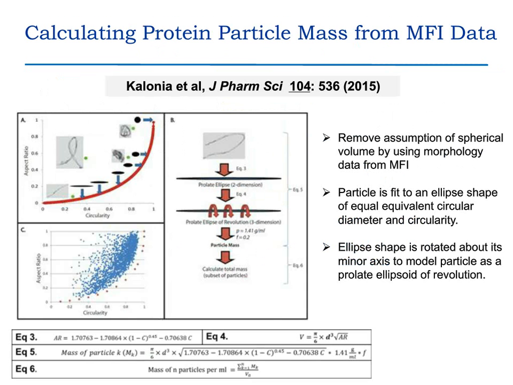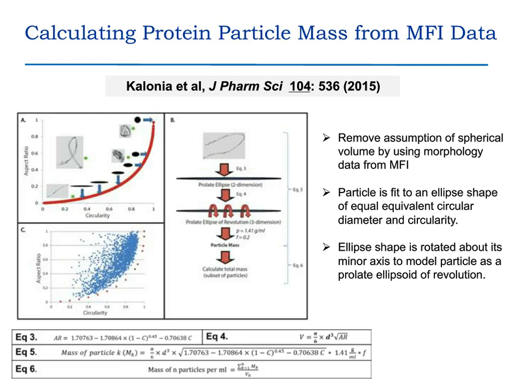I also wanted to highlight that we've recently published a paper taking this one step further, in J. PharmSci, published in 2015, where we can calculate the mass of protein in the particles based on the MFI data. The current technology to calculate mass assumes that particles are spheres, and so in this work, we remove that assumption, and we use the morphology data from MFI to determine a calculation of the weight. So the particles are no longer assumed to be spheres, but we use their circularity and aspect ratios to determine an ellipse shape, circular diameter and circularity. And then we can take that ellipse, rotate it to model the volume, and we can then calculate the weight based on some assumptions. The details of that are published in the paper.